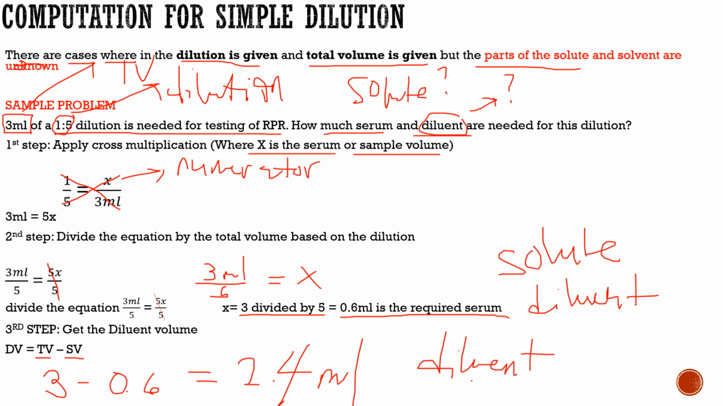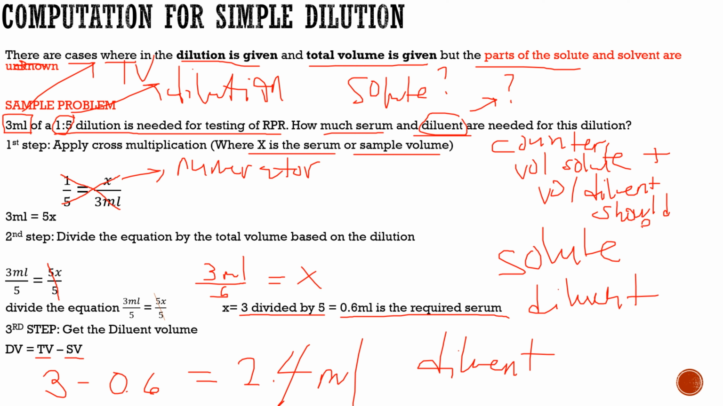ml. And how do you counter-check this, class? To verify this or to counter-check this, dapat the volume of the solute plus the volume of the diluent should equal to the given total volume, which in this case tama kasi 0.6 na solute plus 2.4 ml na diluent is equal to 3 ml na total volume na given.